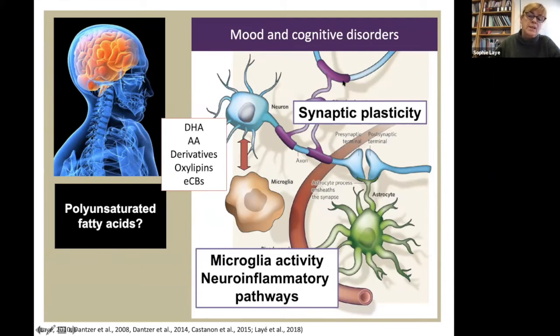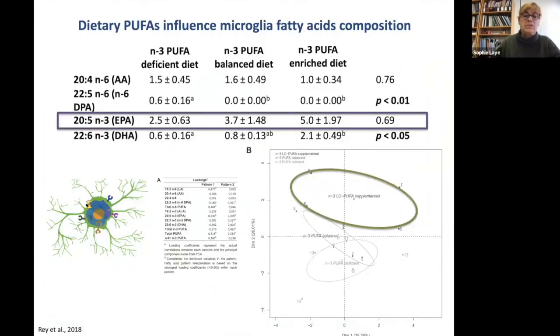We're also interested in synaptic plasticity, but I won't talk about this today. And neuroinflammation is really important, as I said before, in mood and cognitive disorders. So we believe that the relationship between the amount of omega-3 in the diet and these neuroinflammatory pathways is important for mood and cognitive disorders.